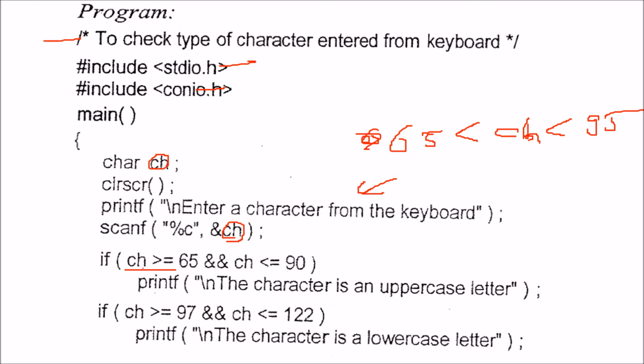So we have used the condition character greater than or equal to 65 and character less than or equal to 90, then it is uppercase. With the similar logic, if it is between 97 and 122, we have used the AND operator, these both have to be true. Means the character has to be greater than or equal to 97, simultaneously it has to be less than or equal to 122. The character is a lower case letter.